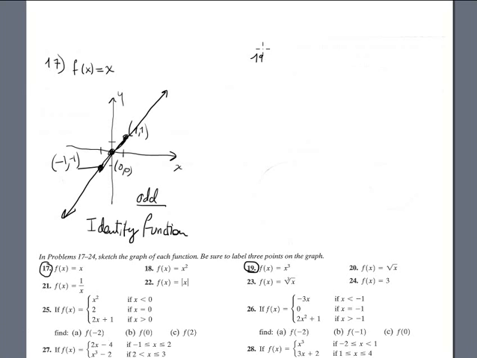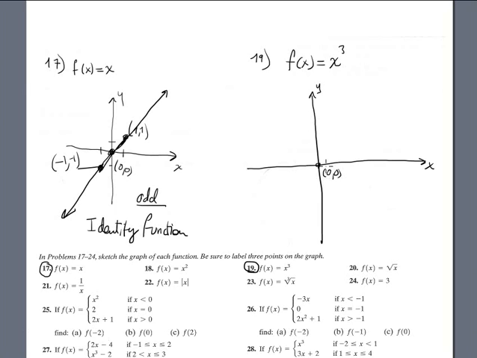19 is a cubic function. f of x is equal to x to the cubic power. Let's do the graph and three typical points. x, y, (0, 0) again, because 0 to the cubic power is 0, (1, 1), and (-1, -1). (-1, -1) is here.